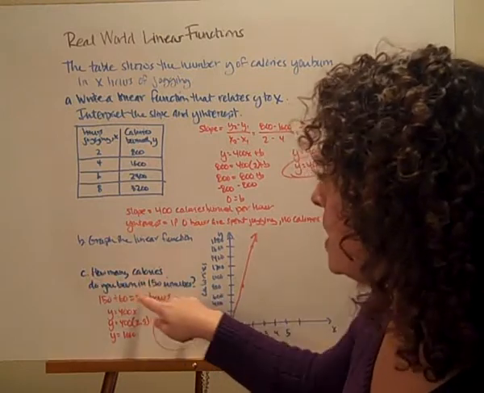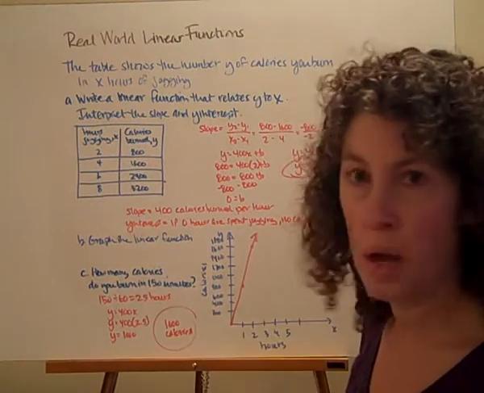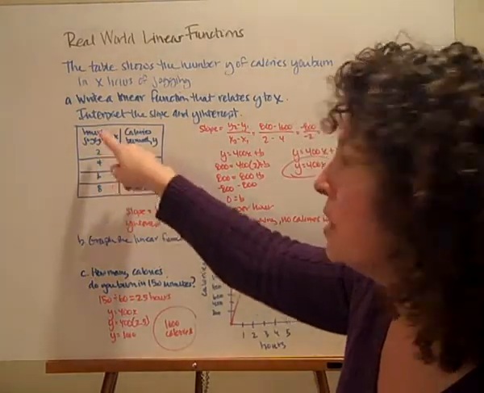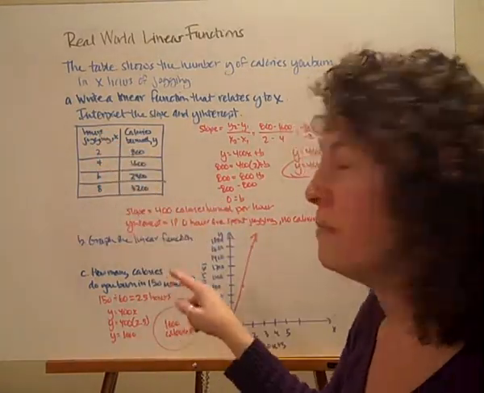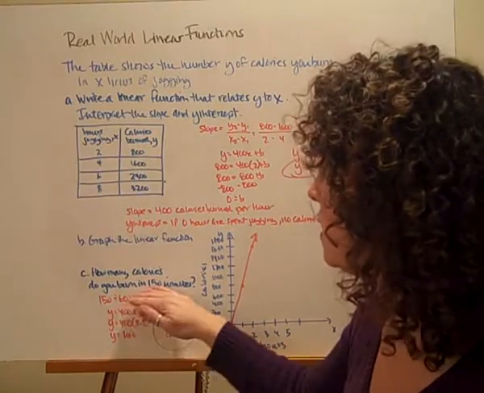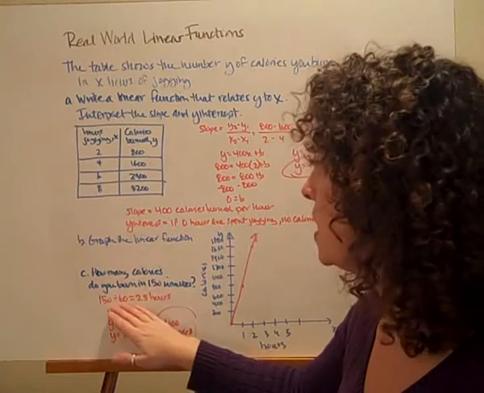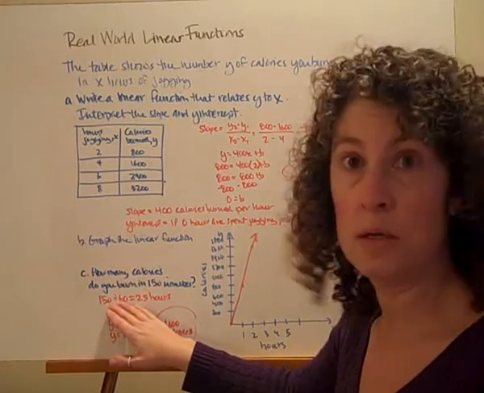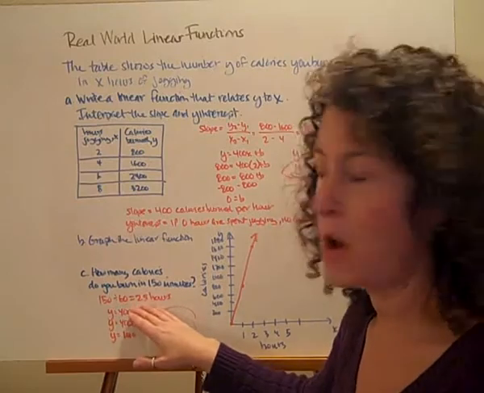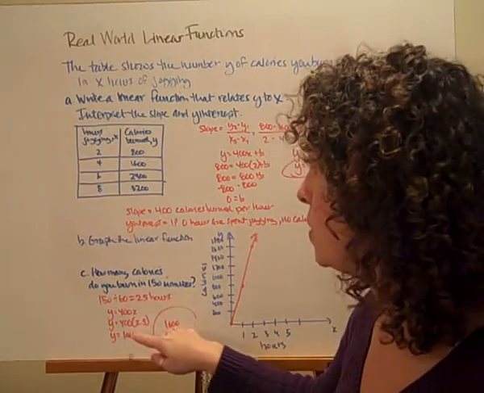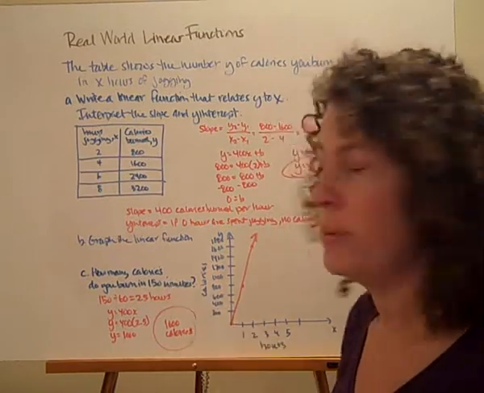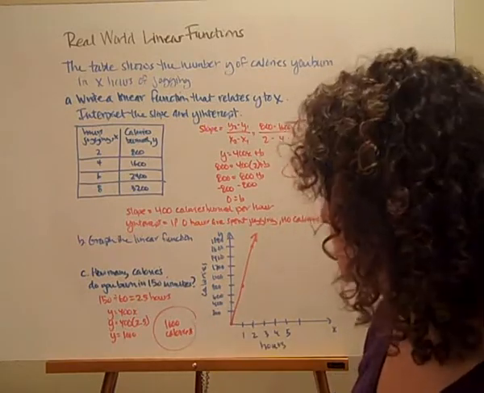They also want to know how many calories you burn in 150 minutes. So notice that my table here is hours, and they've just talked to me about minutes. So I need to convert there. So I took my 150 minutes and converted that into hours, because I divided by 60 to break it up into groups of 60. So that's 2.5 hours. So I plugged 2.5 into my equation, and I came up with 1,000 calories. So in 150 minutes, I'll be burning 1,000 calories.